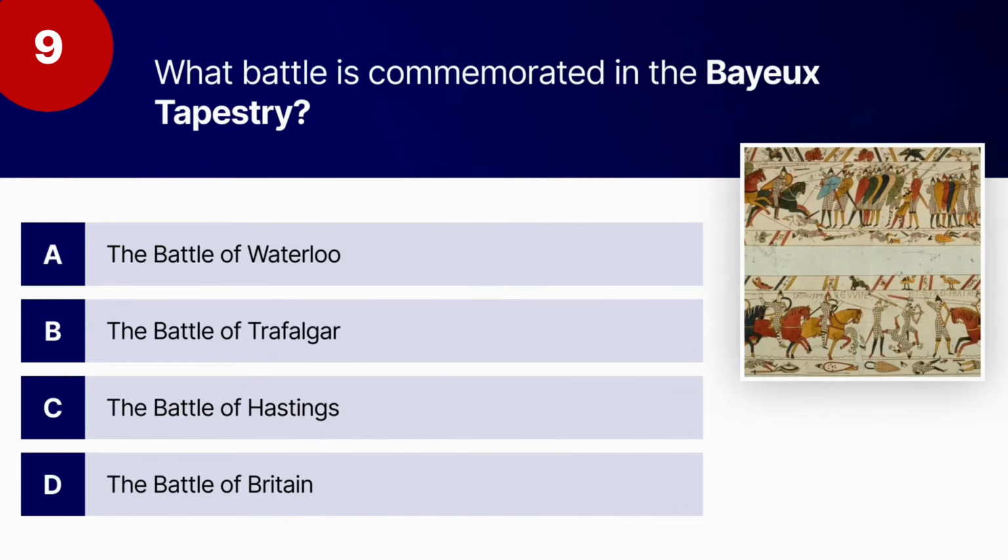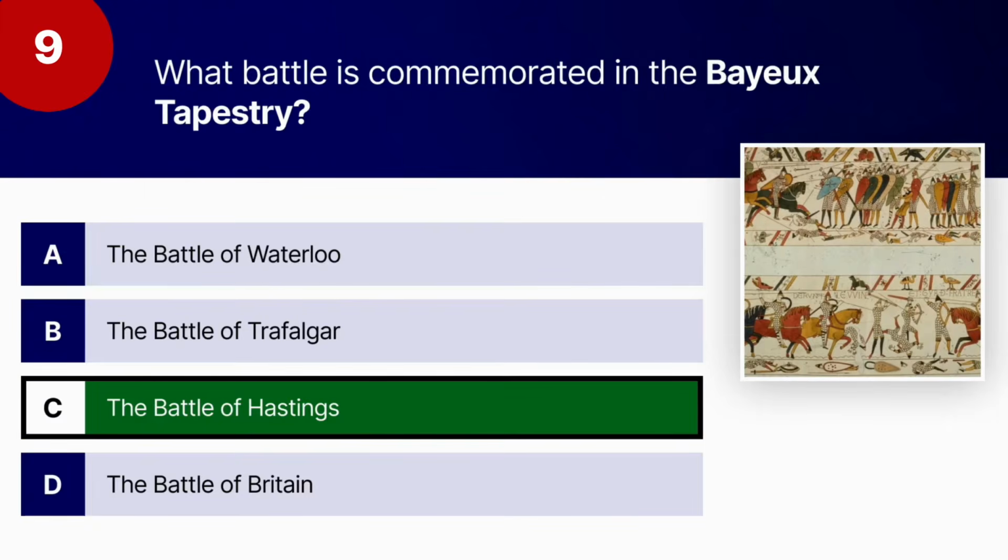What battle is commemorated in the Bayeux Tapestry? A. The Battle of Waterloo. B. The Battle of Trafalgar. C. The Battle of Hastings. D. The Battle of Britain. The answer is C. The Battle of Hastings.